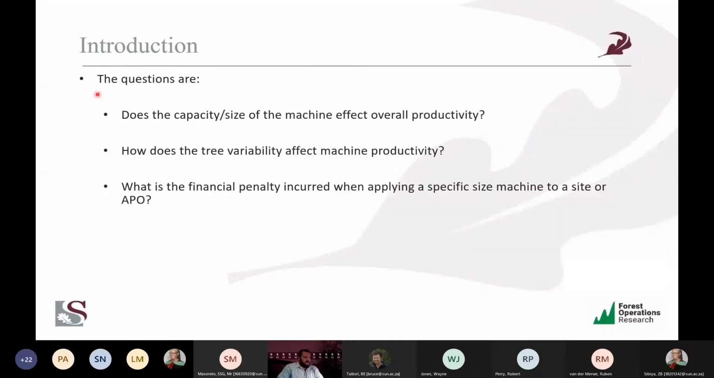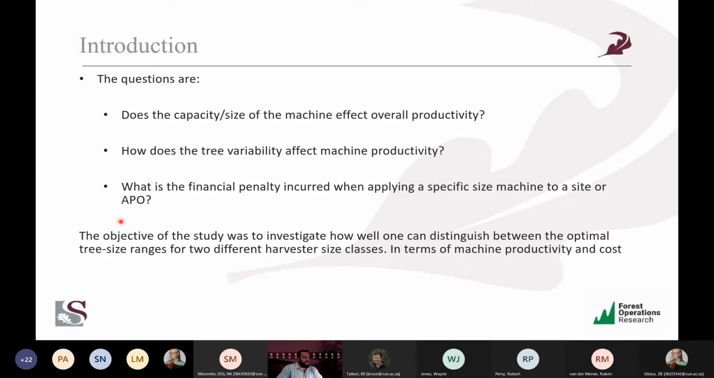The questions posed are, though, does the capacity or the size of these machines affect overall productivity? How does the tree variability affect the machine productivity? And what is the financial penalty incurred when applying these specific machines to a site or an APO?